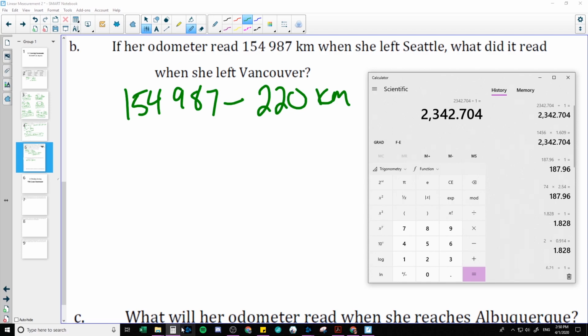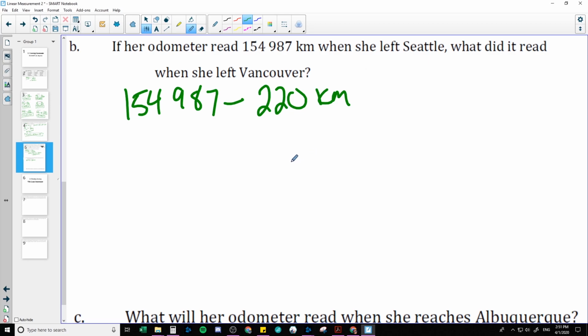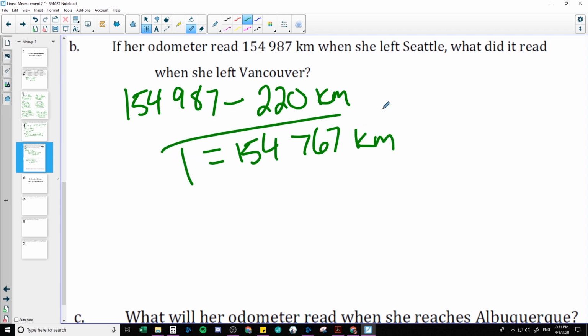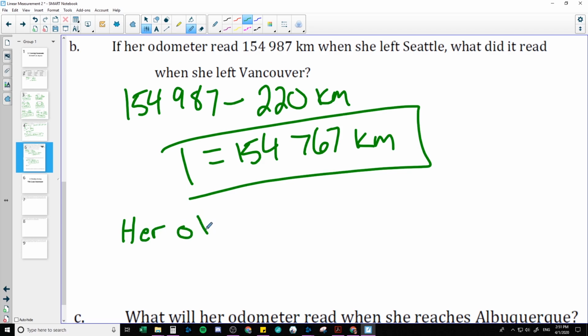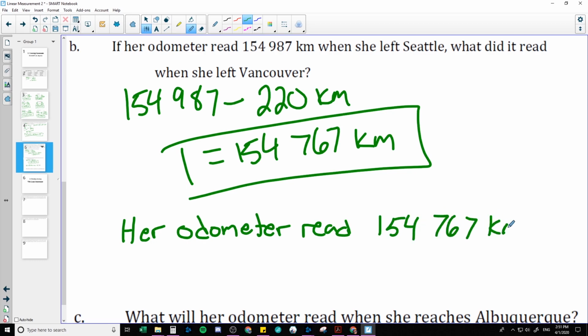So let's pull up our calculator. 154,987 minus 220 gives us 154,767. Okay, this is what her odometer read. Her odometer read 154,767 kilometers.